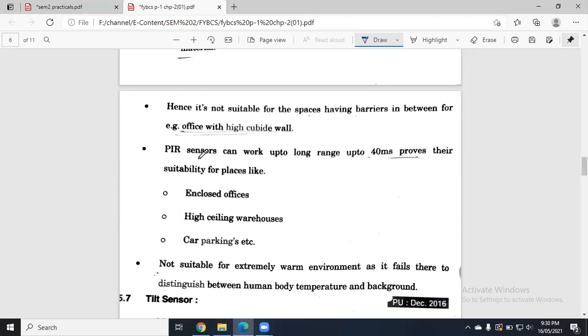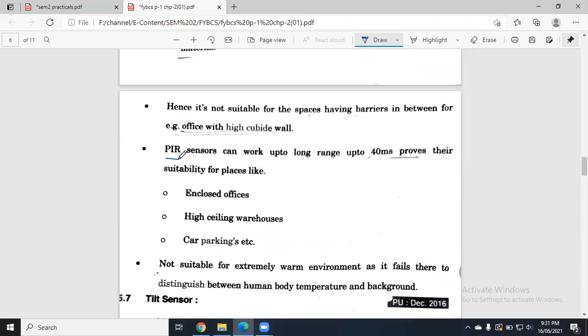Now car parking is a very simple example. Almost every one of you has seen a car park. Okay, in a car park there is no wall, right? There is an empty plot, and on that empty plot I can see to the end of the plot, correct? So as I can see till the end, the sensor is also able to sense an object which is at the end position of the plot, correct? So that is why in open spaces like enclosed offices, high ceiling warehouses and car parking, you can use this PIR sensor.